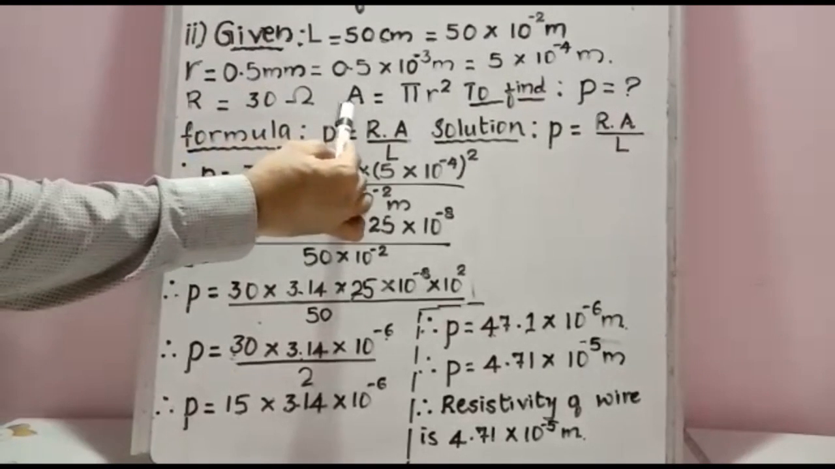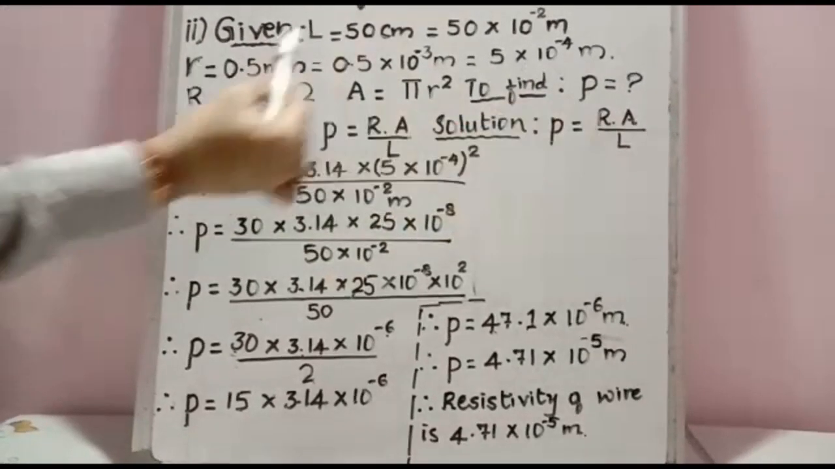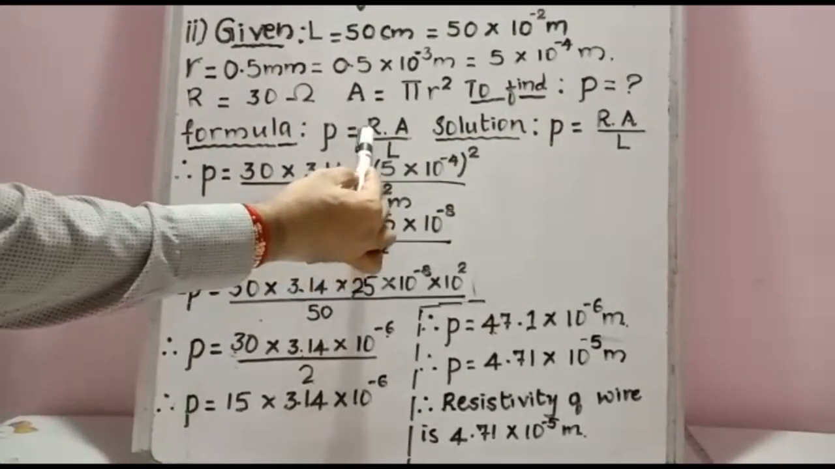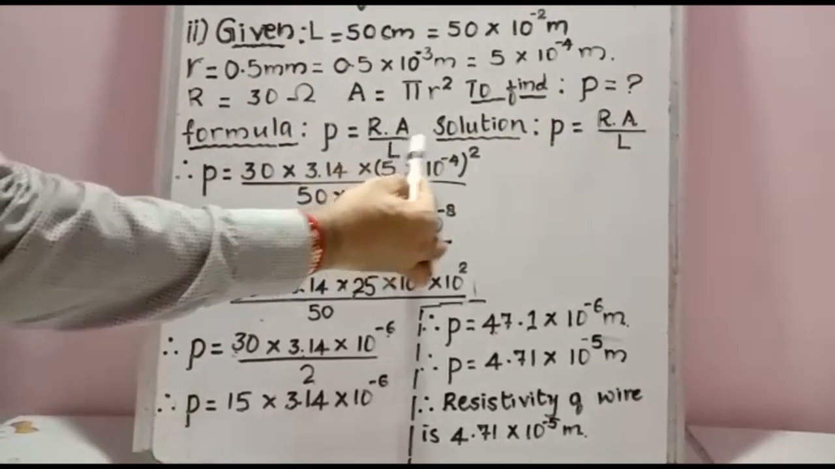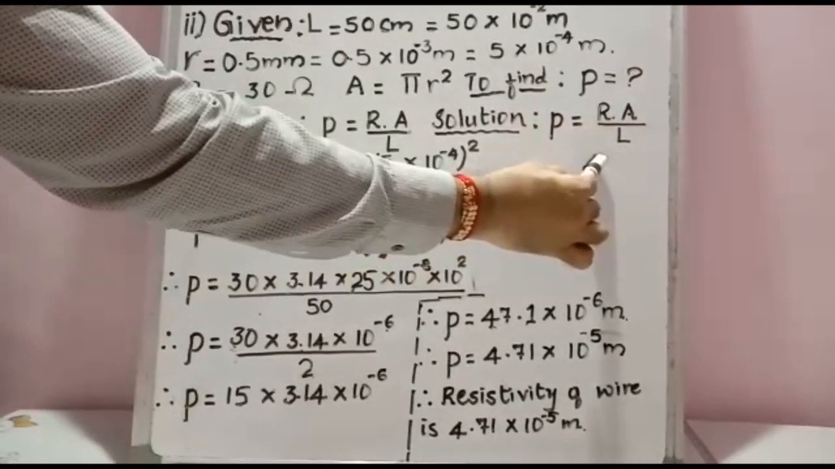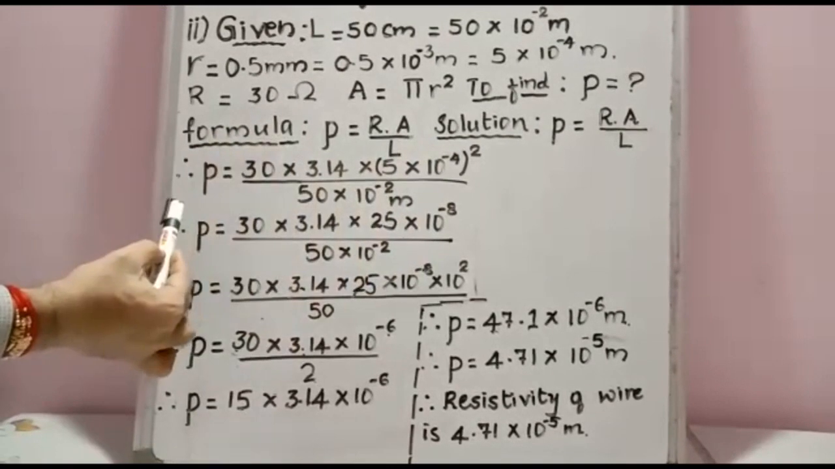Area is not given. We'll take the formula pi r square. We have to find resistivity. So to find the resistivity, let's use the formula resistivity equals resistance into area upon length. Solution, resistivity equals resistance into area upon length. To accommodate on the board, I have written adjacent to each other. While you are solving, you have to write one below the other stepwise.